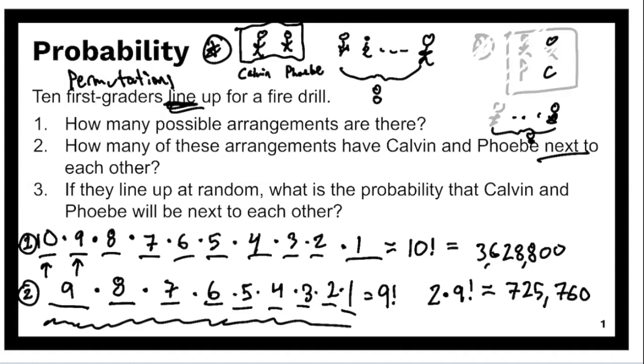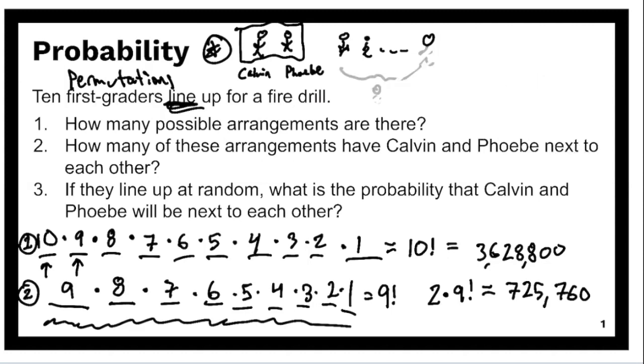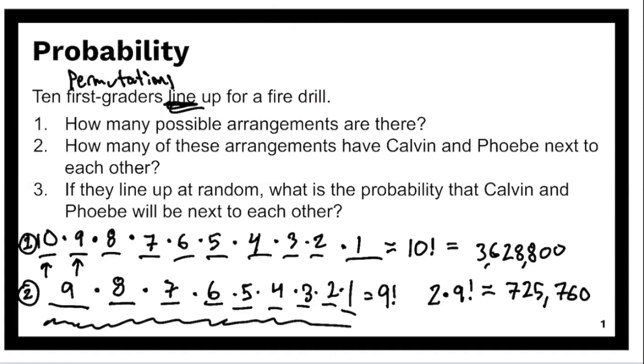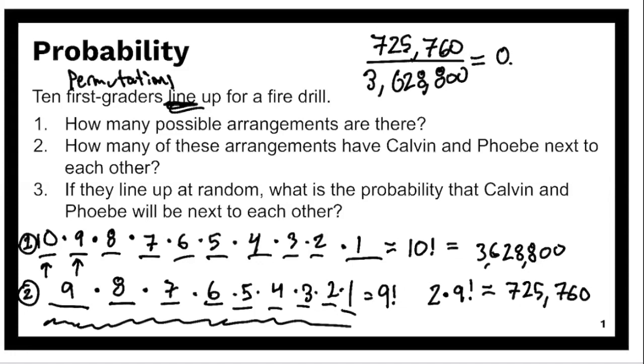Well, for this problem, what we can do is take the number of outcomes or arrangements in our event and divide that by the number of outcomes in the total sample space. So in our event, then, being next to each other, we have 725,760 ways the line could have them next to each other out of a total of 3,628,800 total possible arrangements. If we type this in our calculator, we end up with 0.2. So as a percentage, that's a 20% probability that Calvin and Phoebe end up next to each other.